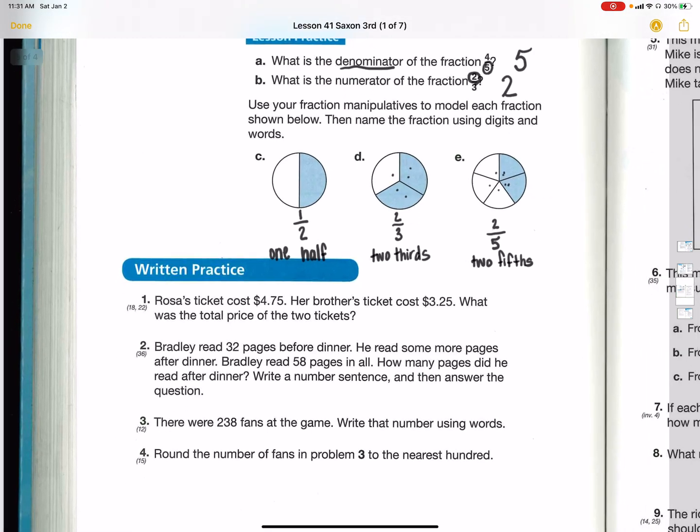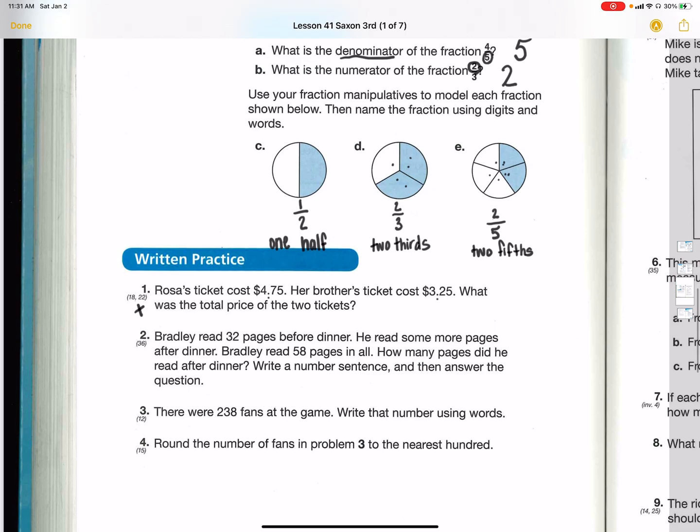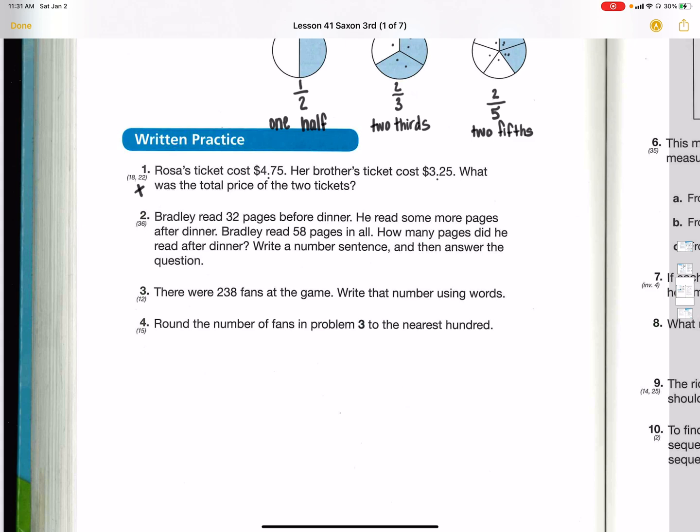Rosa's ticket is $4.75. Her brother's cost $3.25. What's the total? You're going to be adding, and you need to remember your decimal points. I'm going to be taking off for that if you don't have a decimal point. I recommend pausing at the end of my tips, solving that one, and then pushing play to hear the next problem's helpful hints.